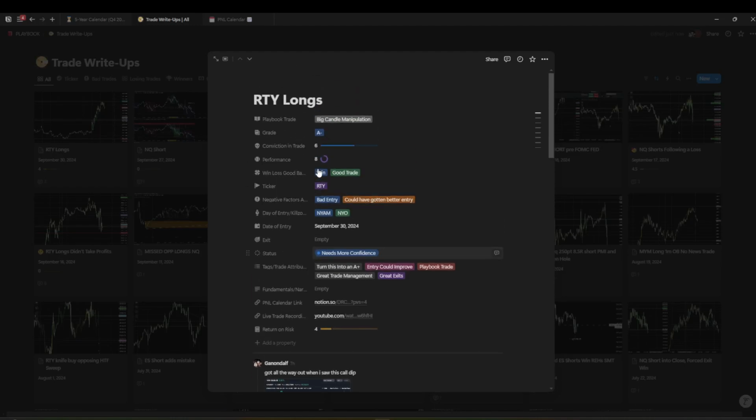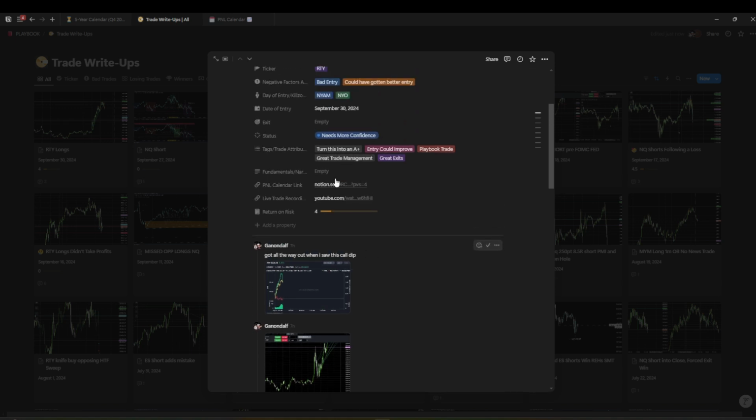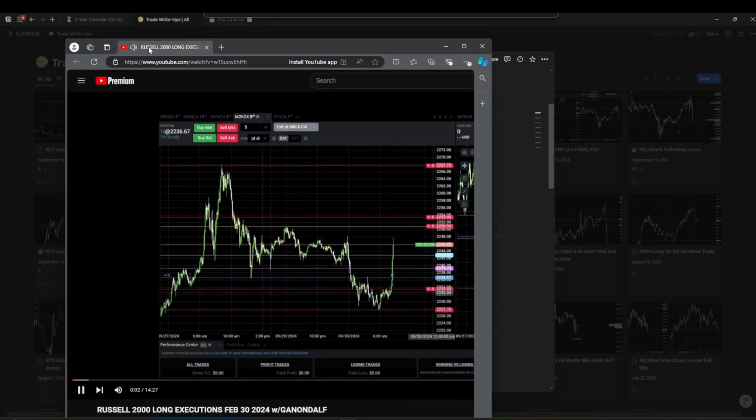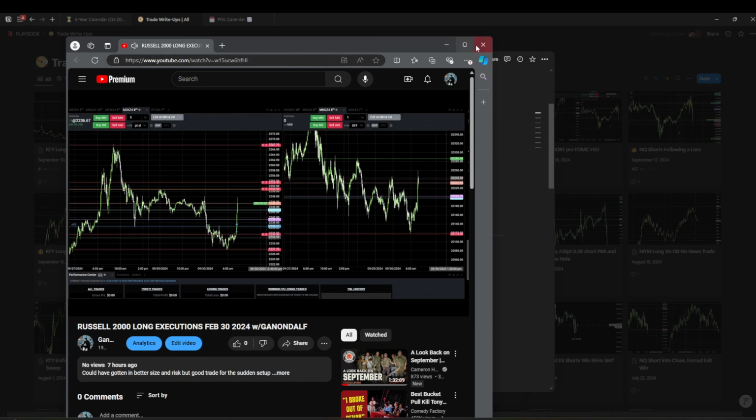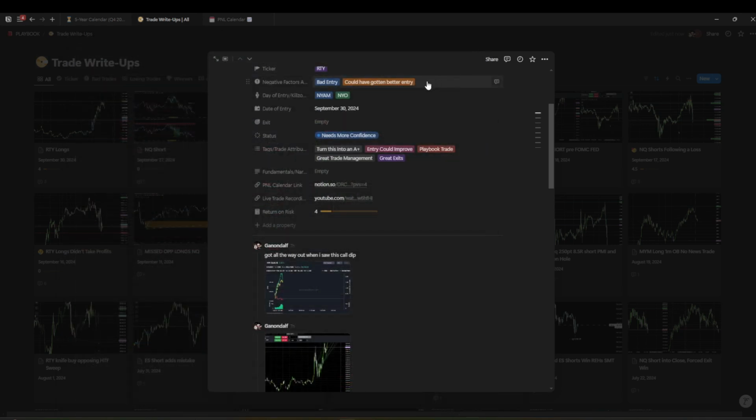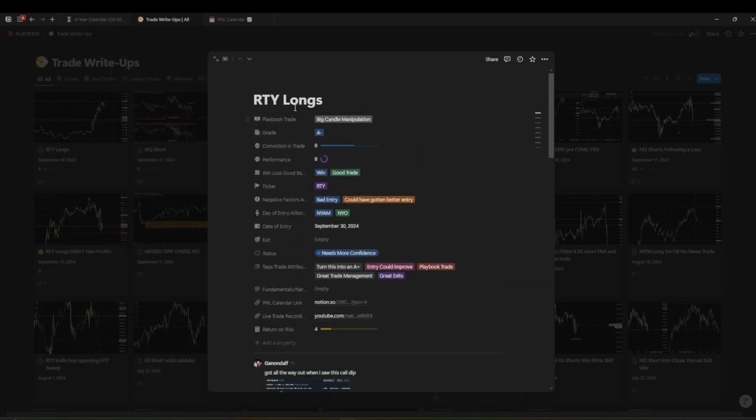Yo, this is a trade review for the video I posted earlier. Just right here. All right. This one here, looking at the S&P with the Dow Jones. I'm looking at the S&P on your second ES, a little too afraid to take. This one was the RTY longs.